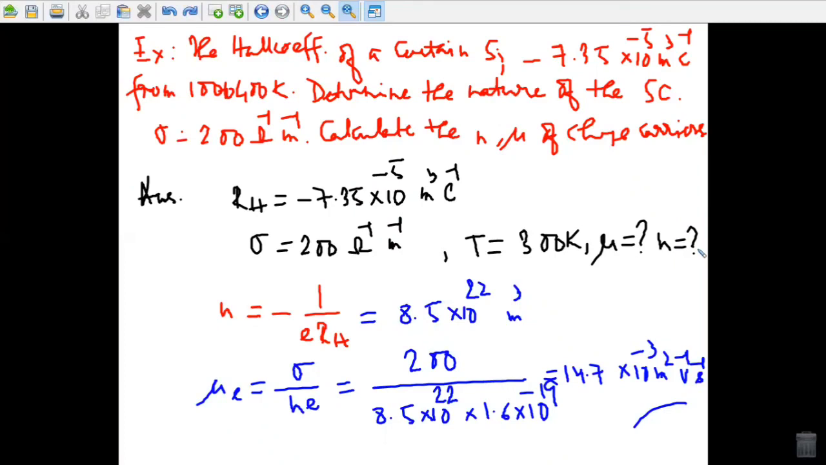Hence, the electron density can be obtained from the equation n is equal to minus 1 upon e times RH, which happens to be 8.5 into 10 to the power 22 per meter cube. And the mobility from this simple equation, mu e is equal to sigma divided by n e, which is 200 divided by 8.5 into 10 to the power 22, which we have calculated as the density, times the electronic charge, which is 1.6 into 10 to the power minus 19 coulomb. And the answer is 14.7 into 10 to the power minus 3. Unit is very important: meter square, volt inverse, second inverse.